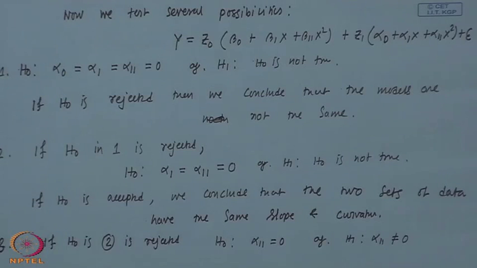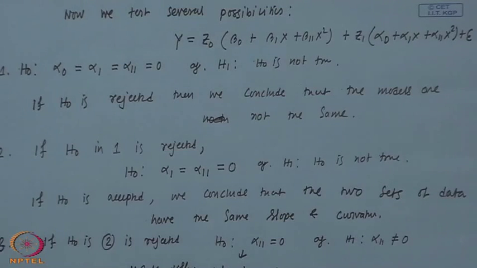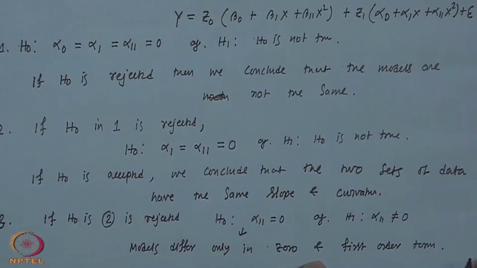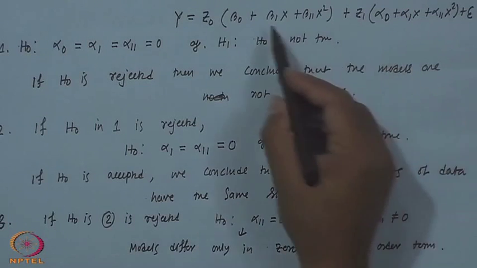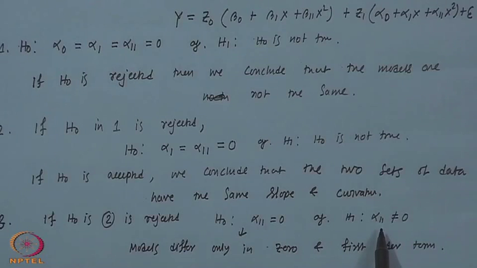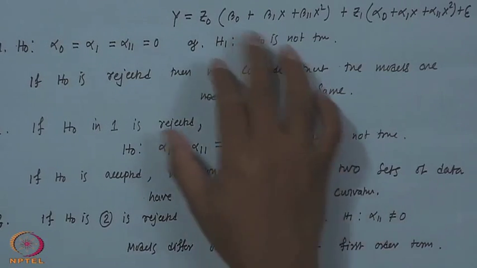So, this says that the null hypothesis said that the models differ only in zero and first order term. Okay, that means the curvature is same, but they have different intercept and different slope. Yeah, so that is what you know, you can test several hypotheses once you have a model.